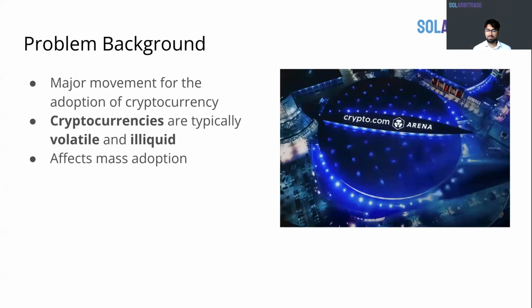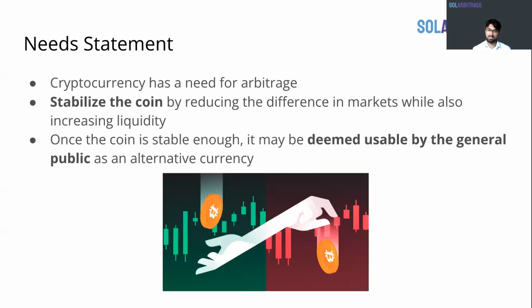Awesome. So our background, cryptocurrency. It's been popular over the years. There's lots of opportunity and a lot of people investing in it. However, it's known to be volatile and illiquid, which leads us to our project goal, which is arbitrage on Solana.